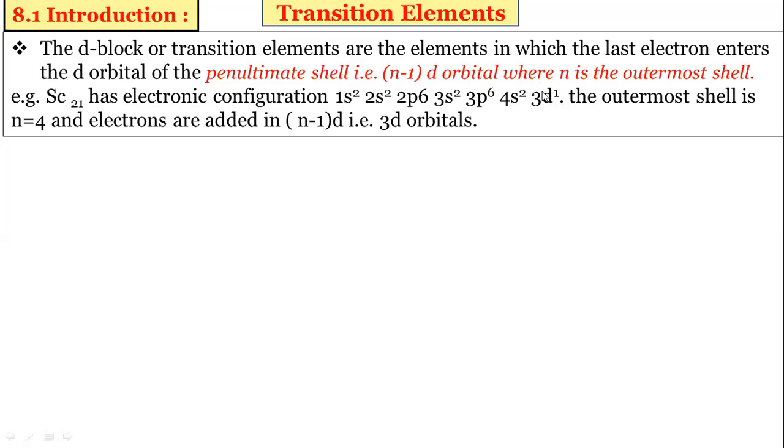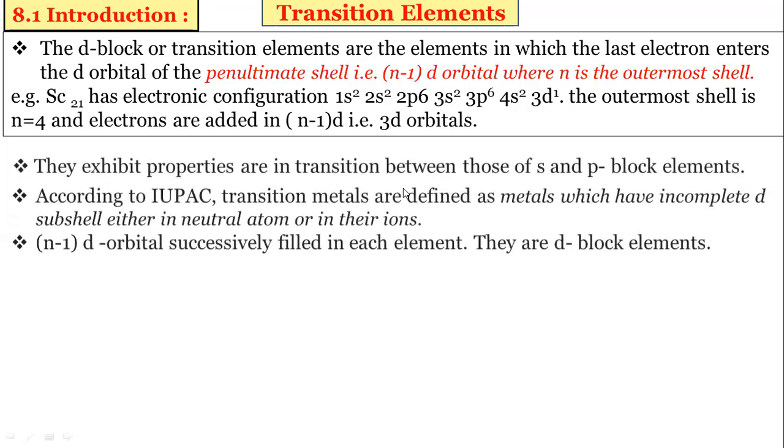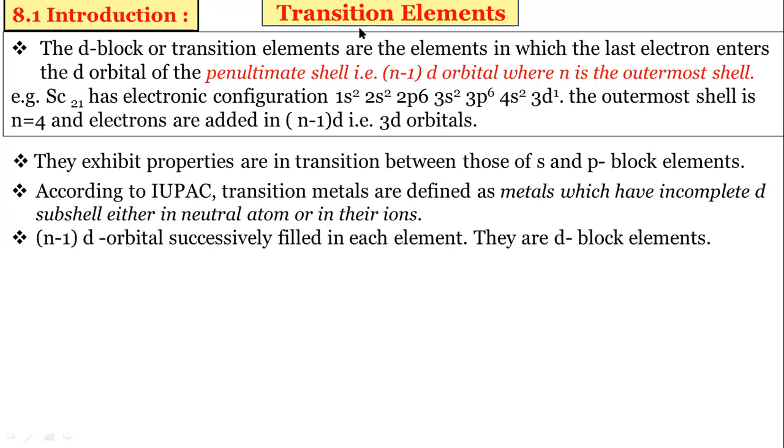So according to the definition, when the last electron enters in a d orbital, or d orbital is partially or progressively filled, these elements are called as D block elements. This is a difference between S block, P block elements, and D block elements: the last electron enters in D orbital, which is in penultimate shell, which is not present in last shell, remember. These are also called as the transition elements, and why this word transition is used, I will explain.